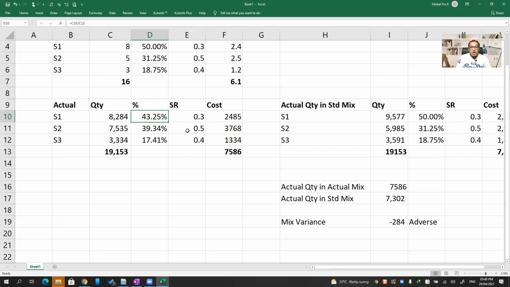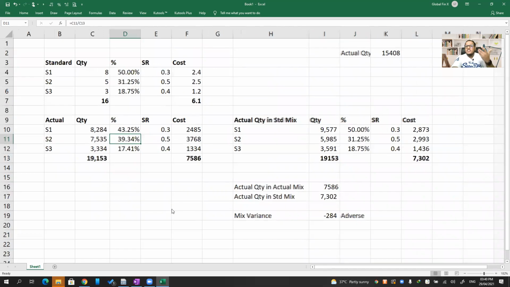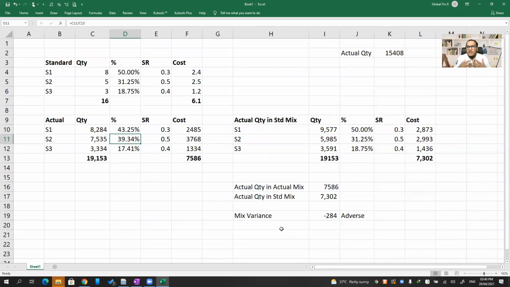Okay, and they're using more of the costly material. S2 is the costliest material, 0.5 it is. Instead of using only 31% as per the standard mix, they are using 39%. They are using more of the costly material and less of the cheap material. So that's why their mix variance is showing an adverse variance. But that should give them yield variance as a favorable. Because of this, I'm assuming that their yield variance is favorable, but we'll figure it out.